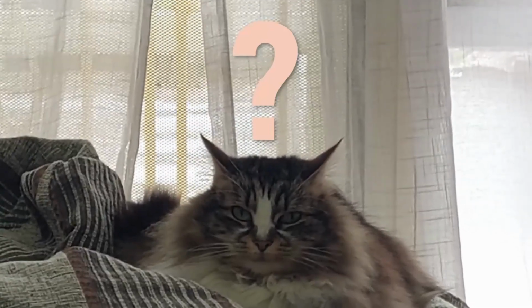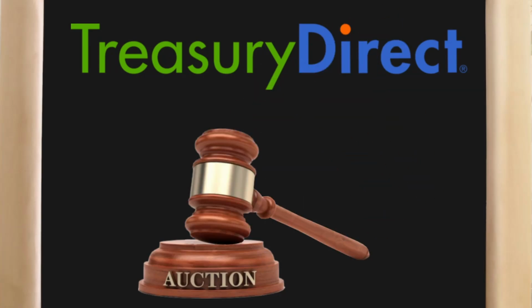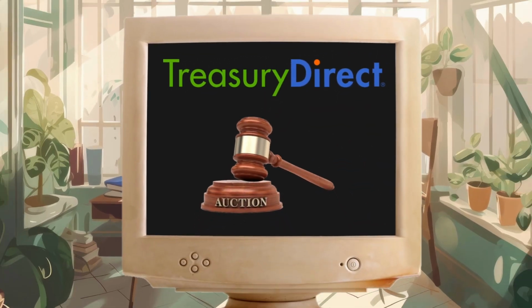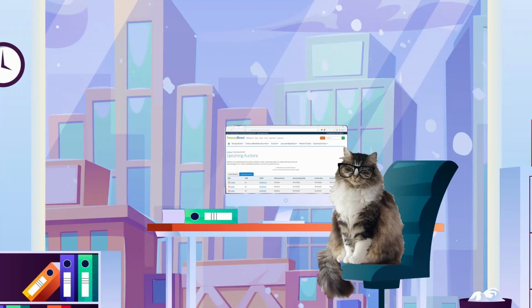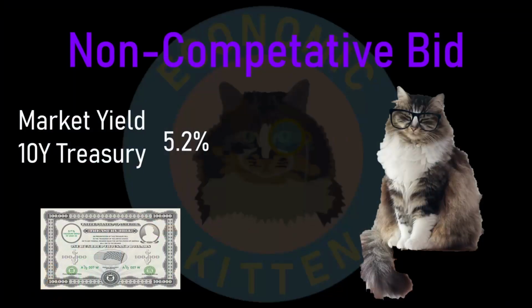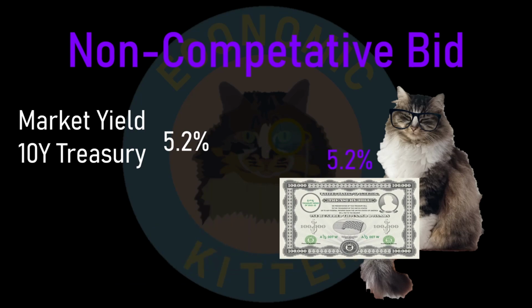So how are these Treasury securities created? They are sold at auction. Hundreds of these are held every year, but it's an online auction. Individuals are only able to place non-competitive bids on their Treasury Direct account at these auctions, meaning they accept whatever bond yield, otherwise known as a discount rate, is available.